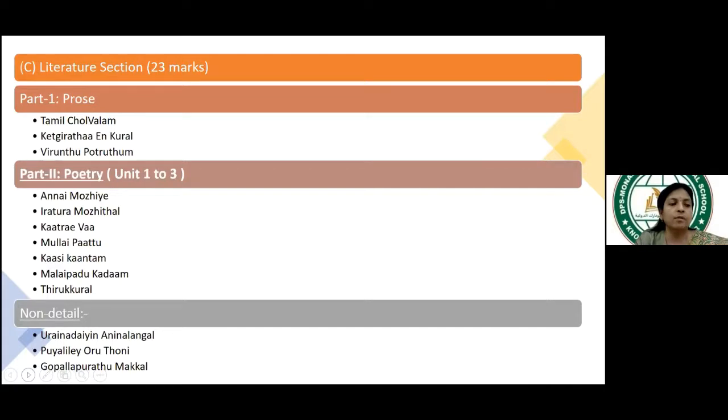For prose, we have Tamil Solvalam, Ketkiradha en Kural, Virundu Potrugam. For poem, we have Annai Moliye, Ratra Molidal, Kaatre Va, Kasi Kandam, Malaipadu Kadam, Tirukural. And for non-detail, we have Urai Nadain Aninalangal, Kuelile Uruthoni, and Kopalapurathu Makkal.